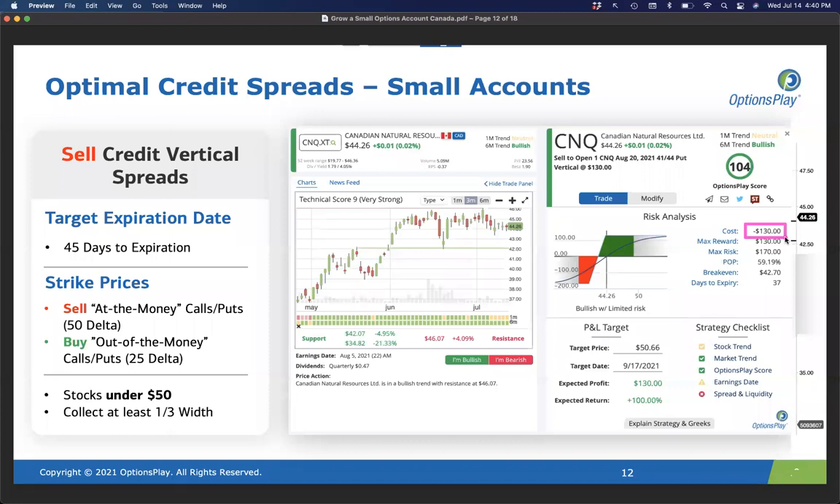If you collect less than 1/3, I'm going to show you what that means, but it really is a trade that you should stay away from, especially when you have a small account. When you have a small account, you only want to sell credit spreads that collect 1/3 of the width.